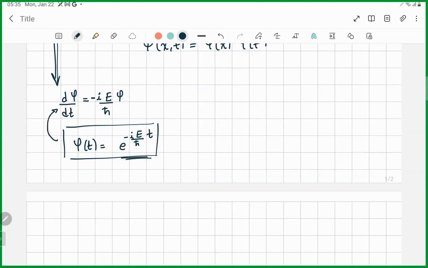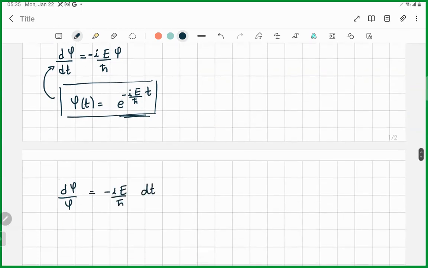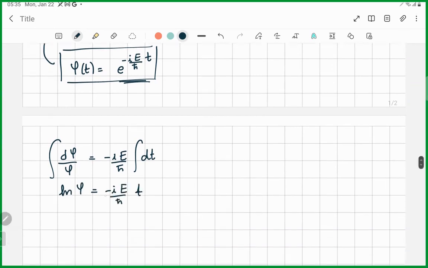Or if you want to remember things that you probably saw in a math course, you could rewrite that equation like this. Pass the phi to the left, have the constant and the dt on the right, do an integral of this. Here we have the ln of phi equals minus i E over h bar times t. And what is this going to give us? That exponential that I wrote to you above.